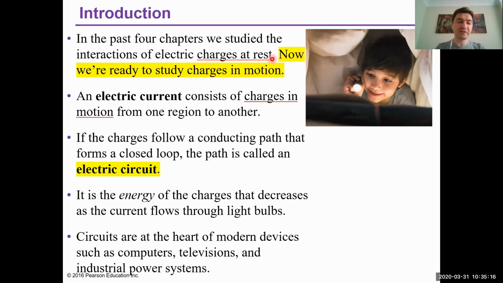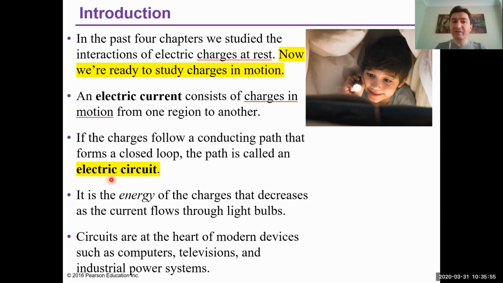So we have considered a metallic sphere, or we have also considered metallic cylinders, okay, or wires, but we have considered that charges at rest. This is very important. Now we are ready to study charges in motion. Now charges are traveling within the material. So this is the main difference within that chapter. So electric current consists of charges in motion from one region to another within the material.